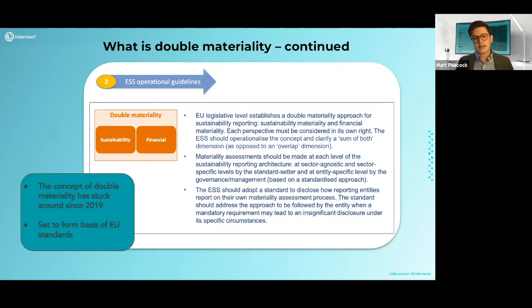Now, as I said, double materiality came into fruition back in 2019, but it has stuck around. It wasn't a fad that's gone away. It's still relevant now. I don't know how many of you are aware of this, but the EU standards are actually set to be based on a double materiality approach. So essentially, double materiality won't just be for those who wish to be leaders of the pack. It's going to be enshrined in law. So it's worth taking into account now and preparing for that to be the case. Next slide, please.